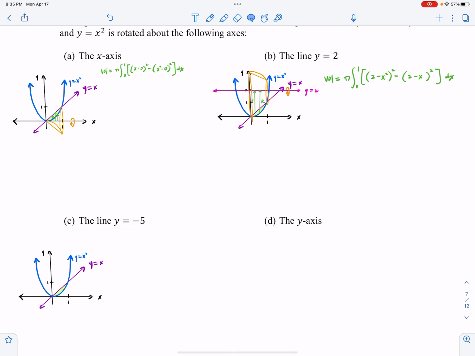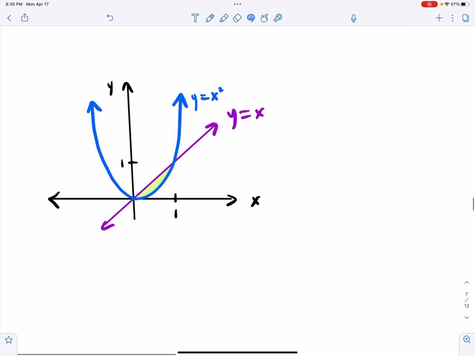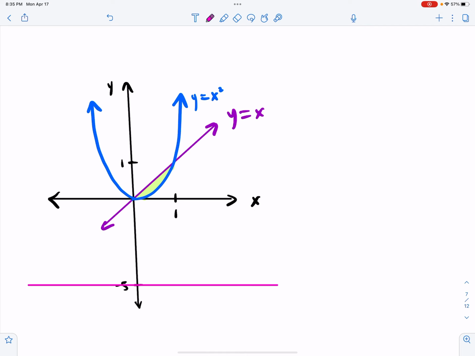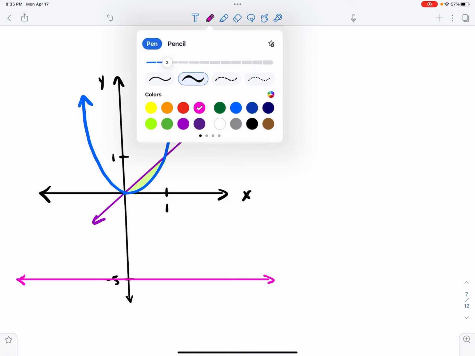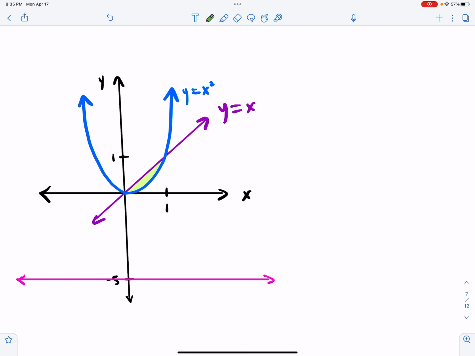Okay, around the line y equals -5. Well, -5 is down here. I'm not even going to attempt to draw that, but it is the washer method. Let's identify big R and little r. So big R would be this. This would be little r, right? Big axis of rotation, little axis of rotation.